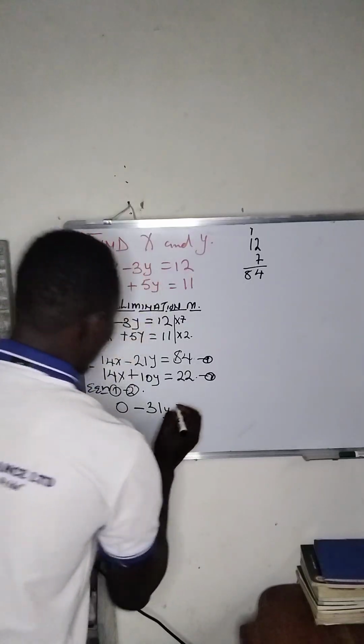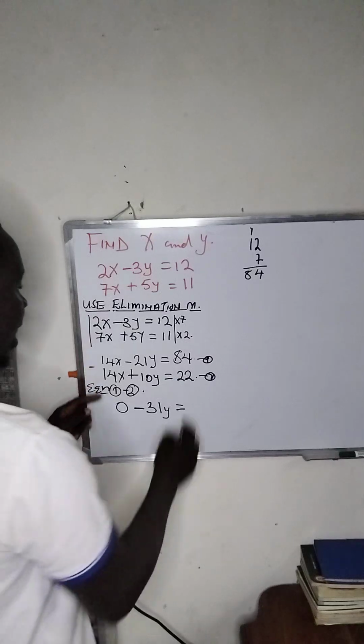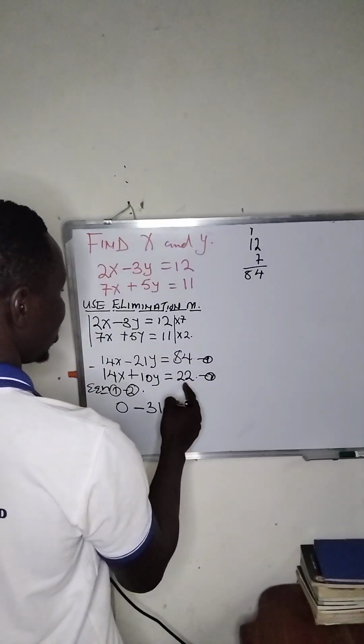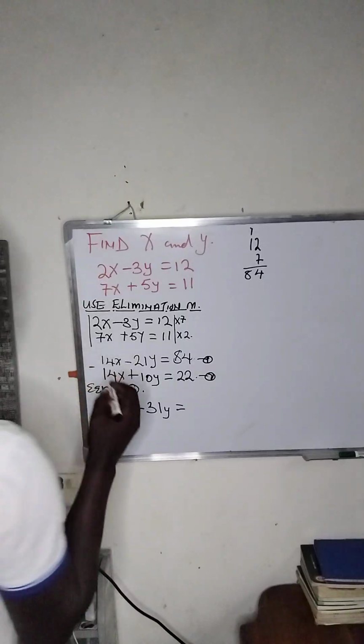Which is equal to. Now again we come here. This is a negative 84 minus 22. Are you seeing that? Now this one becomes 60 what?